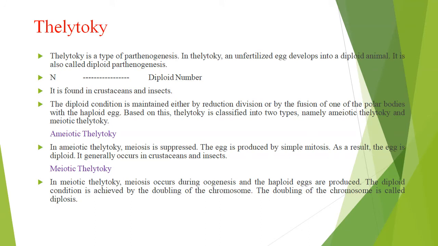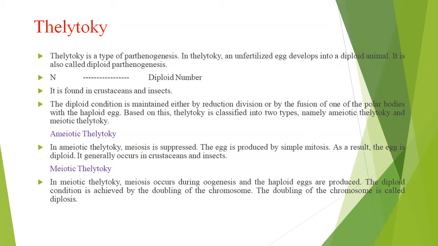When we talk about thelytoky, it's also a kind of parthenogenesis. In thelytoky, an unfertilized egg develops into a diploid animal. It is also called diploid parthenogenesis. It is found in crustaceans and insects. The diploid condition is maintained either by reduction division or by the fusion of one of the polar bodies with the haploid egg. Based on this, thelytoky is classified into two types. I have mentioned here ameiotic and meiotic.